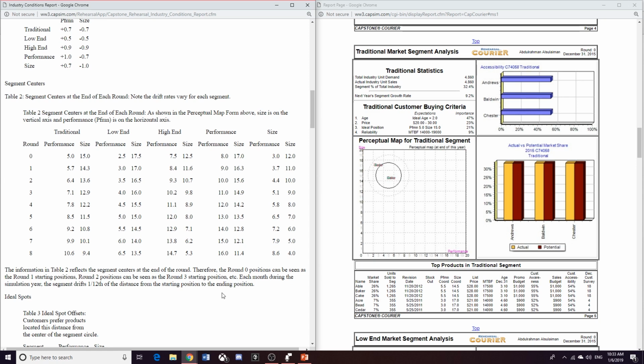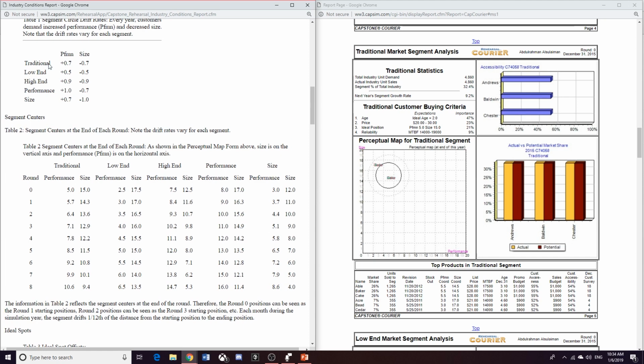All right, and they tell you that each month during the simulation year, the segment drifts 1/12 of the distance from the starting position to the ending position. What this means is that each round is considered as a year. So between round 0 and round 1, customer wants shift. They continue on moving. It never stops.